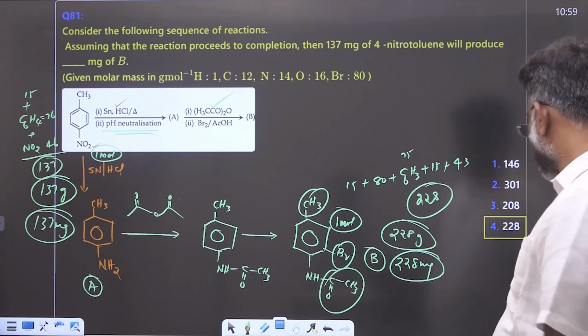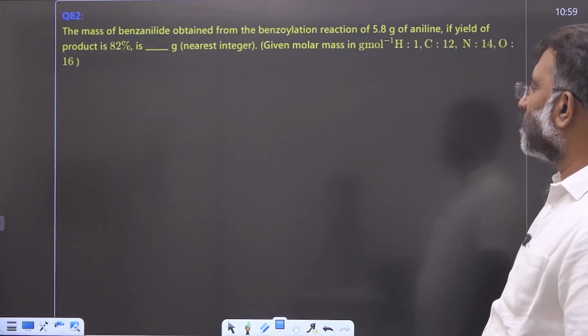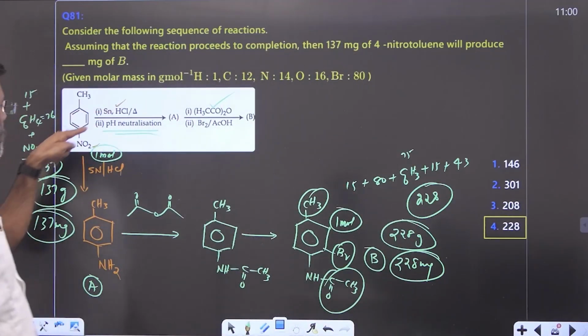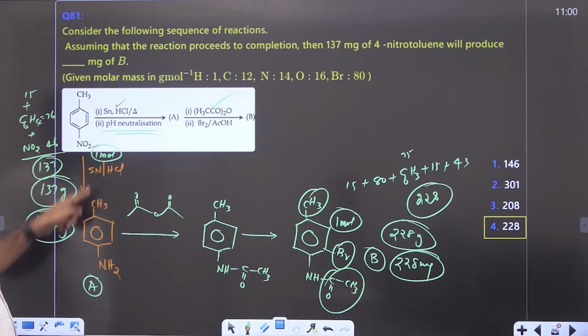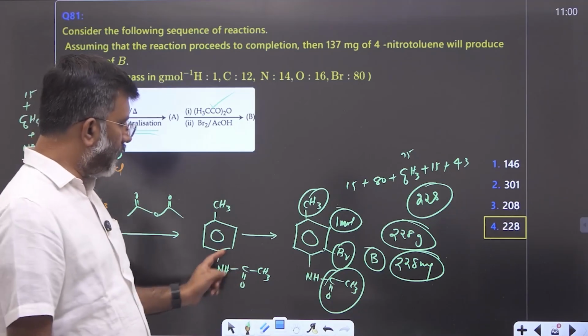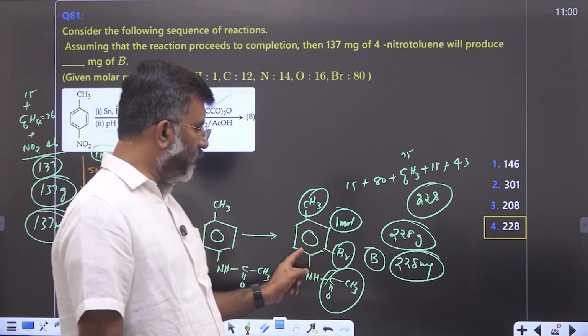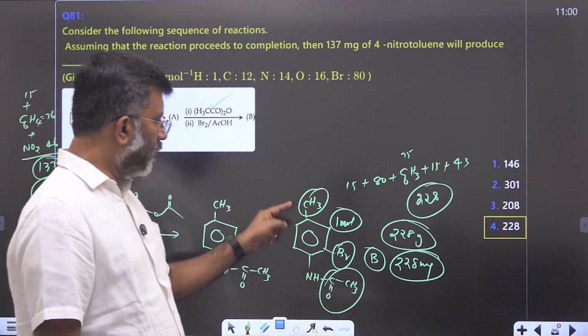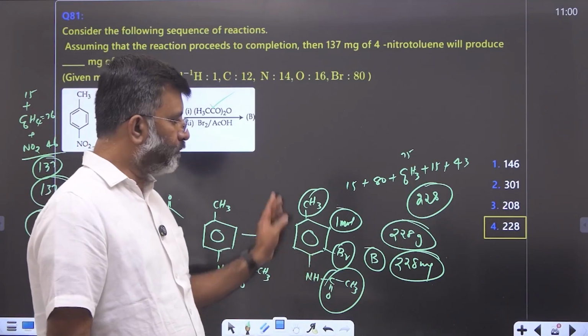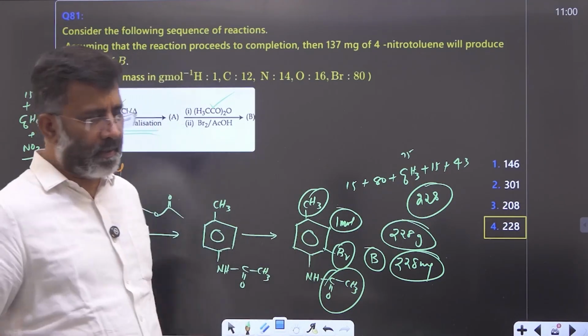Next one. So here the first reaction, reduction of the nitro group, you get aniline. Then with acetic anhydride, you get the acetanilide group. And then bromination, you get monobromination. It is not coming at the para position, which is already occupied. It will come at the ortho position. And then check with the stoichiometric calculation.